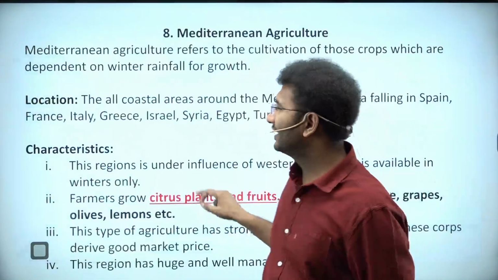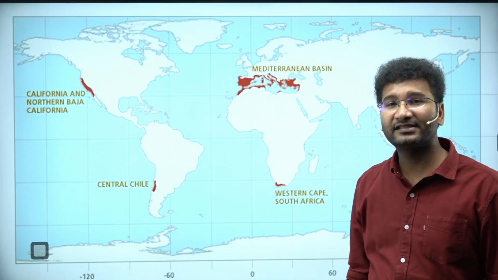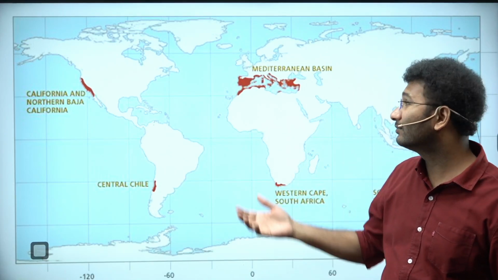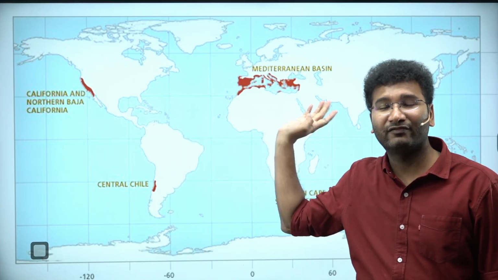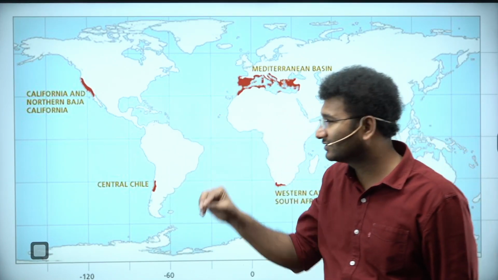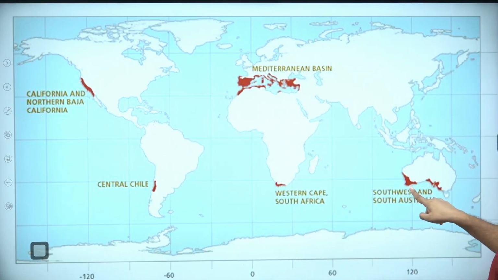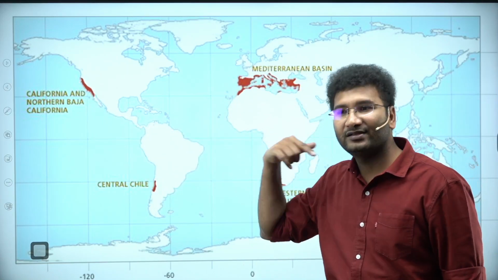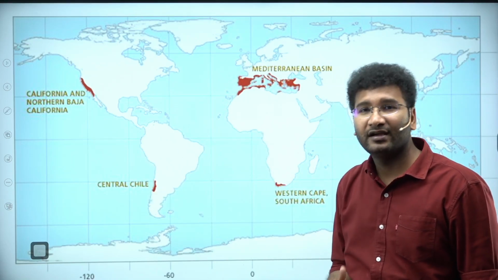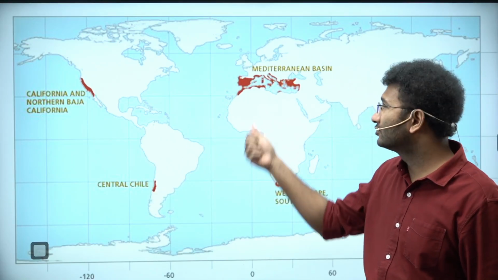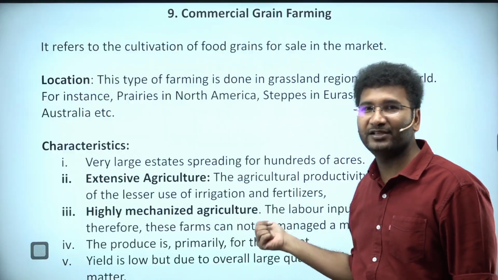Now come to the next type of agriculture, that is Mediterranean agriculture. This agriculture is generally seen in the Mediterranean type of climate, where the Mediterranean region is, right? Mediterranean type of climate on the west coast of the mid latitudes. Where there are westerlies, this is grown. Very good grapes are grown here, so viticulture is very good here, right? The best wine is available from this particular place.